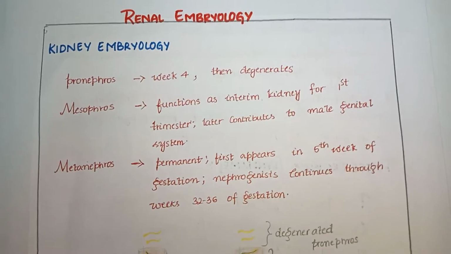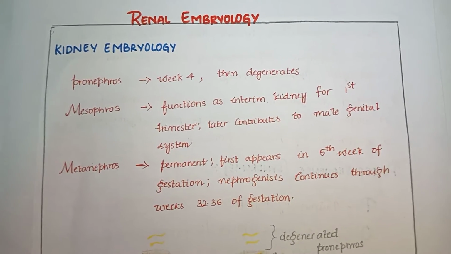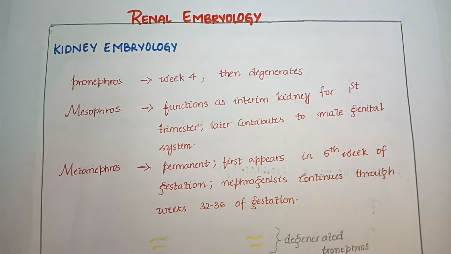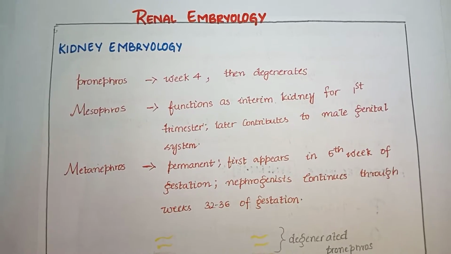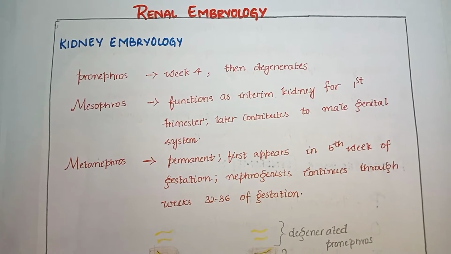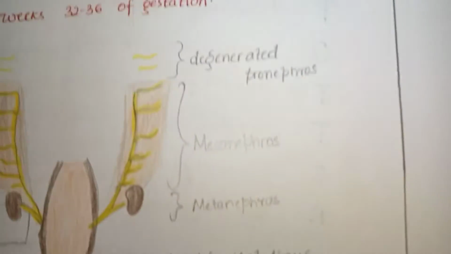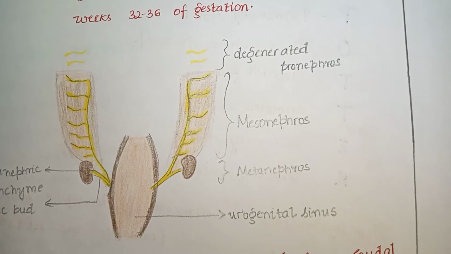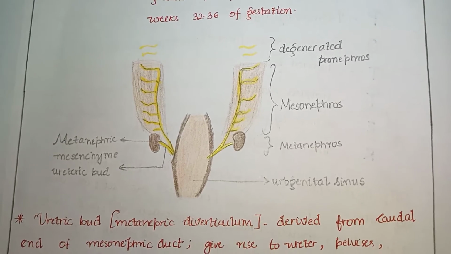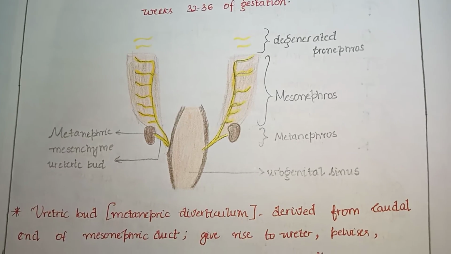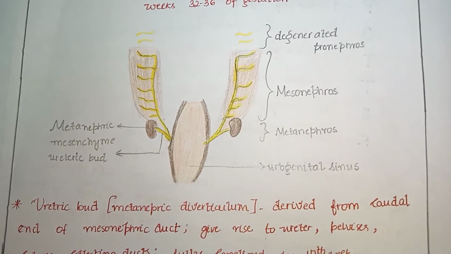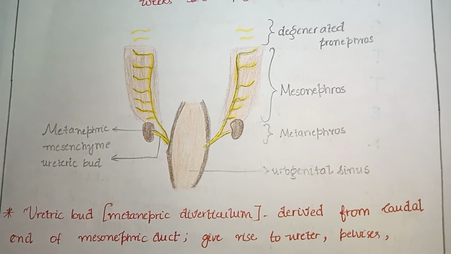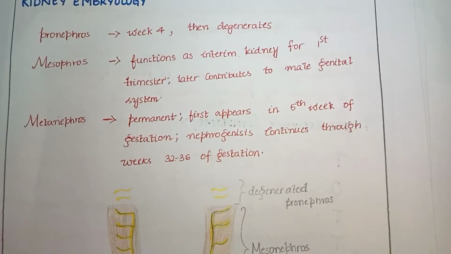Today, in this session, I am going to discuss the embryology part of the renal system, kidney embryology. It consists of three parts: pronephros, mesonephros, and metanephros. In this diagram, we can see the three parts: degenerated pronephros, mesonephros, and metanephros. Urogenital sinus, metanephric mesenchyme, ureteric bud.